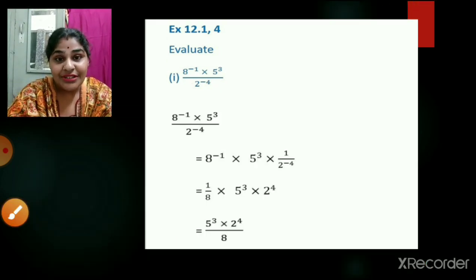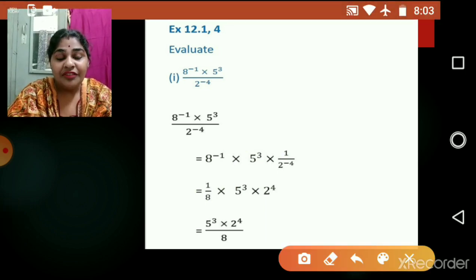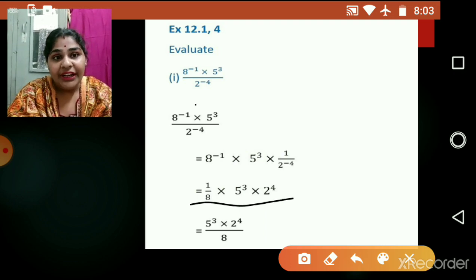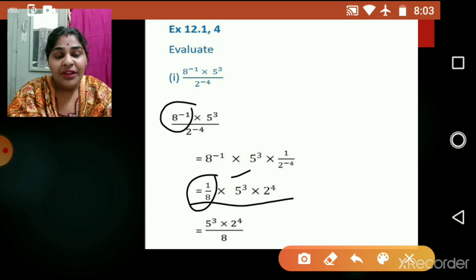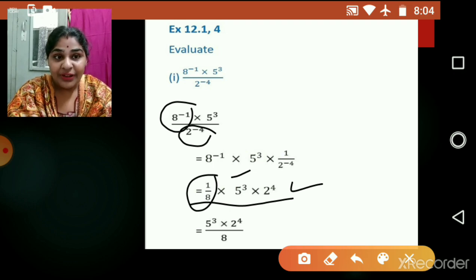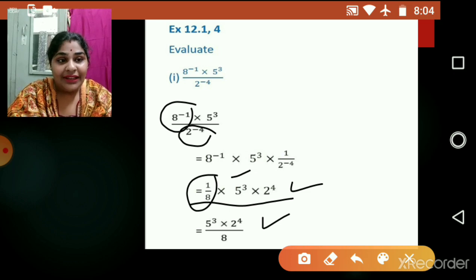So this is the solution. Now you can see here, we have brought everything in the multiplication form. For 8 raised to negative 1, we have written 1 upon 8 raised to 1, that is 1 upon 8, multiplied by 5 cube, multiplied by 2 raised to 4. Denominator 2 raised to negative 4. When we write like this, in the numerator when we bring it, it becomes 2 raised to 4. And that will be equal to 5 cube multiplied by 2 raised to 4 whole divided by 8.